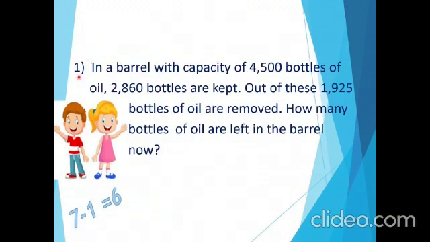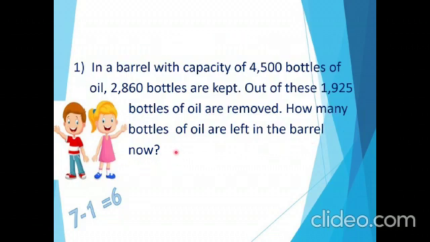First question: in a barrel with capacity of 4,500 bottles of oil, 2,860 bottles are kept. Out of these, 1,925 bottles of oil are removed. How many bottles of oil are left in the barrel now? Children, this is the word problem.